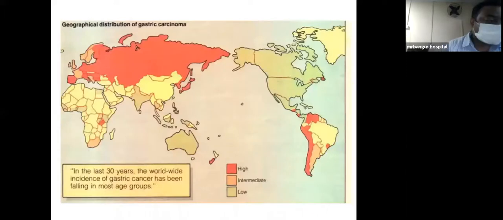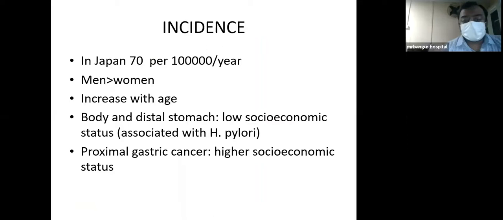Coming to the incidence, it has been found it has a considerable geographical variation. In UK, approximately 15 per 1 lakh per year. In USA, 10 per 1 lakh per year. In Eastern Europe, 40 per 1 lakh, and going up to Japan, 70 per 1 lakh per year. And it has also been found that in certain areas of China, it also exceeds Japan. So what does it mean? It gives us a clear idea that it is an environmental disease itself.